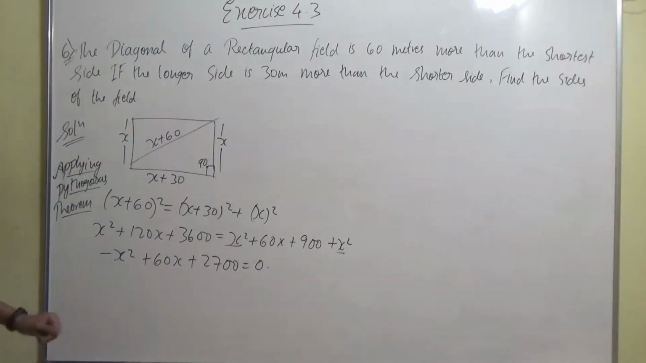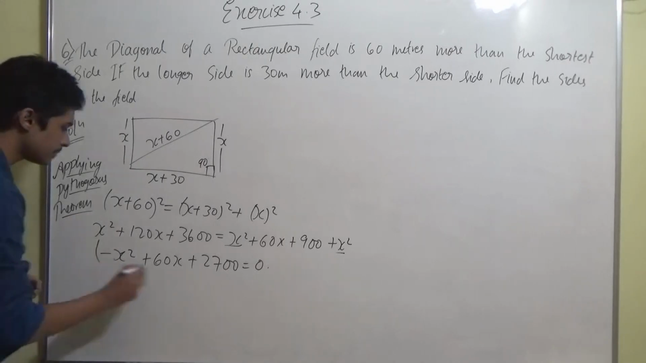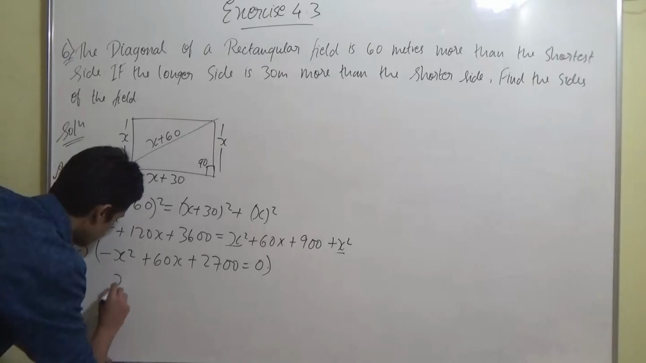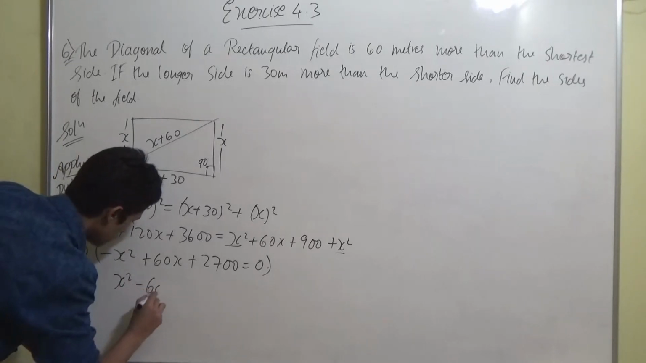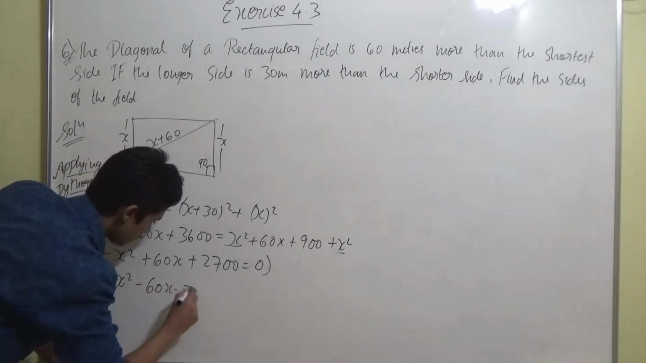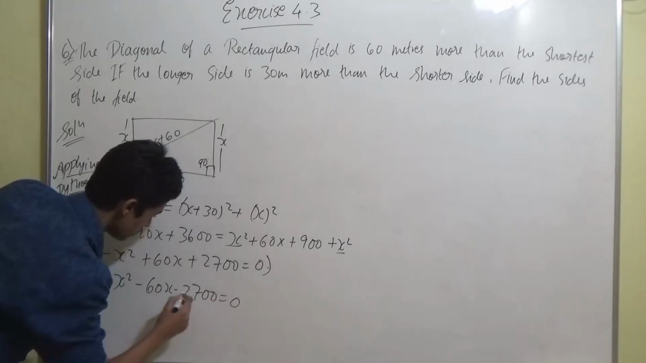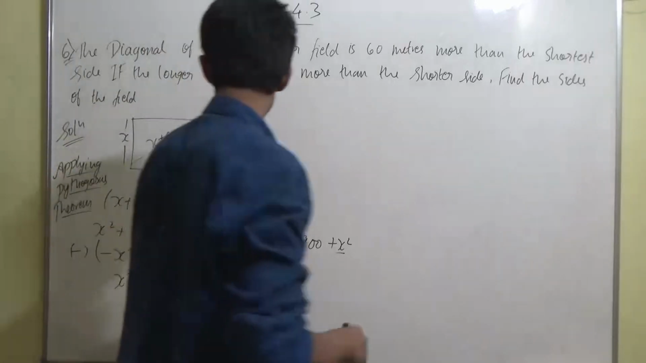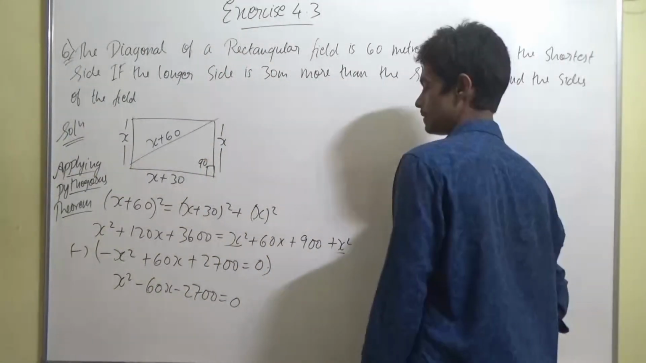And now what we have to do, guys, as we know, if a minus is there at the start, we don't like that, right? So we have to multiply the entire equation by minus so that this minus becomes plus. If you multiply this entire equation by minus, it becomes x square minus 60x minus 2700 equal to 0.